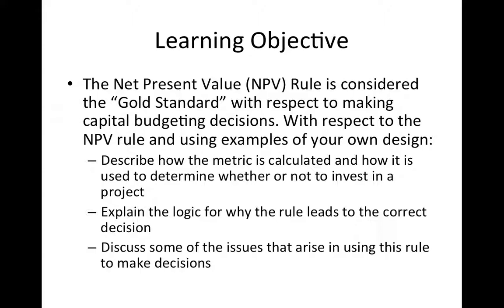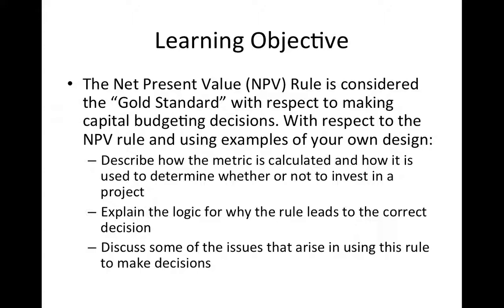So what I want to do is to have you be able to explain the NPV rule using examples of your own design. I want you to be able to describe how it's calculated and how it's used to determine whether or not to invest in a project. So you'll find with all of these there is a metric that you calculate, and then there is a decision rule that you apply for how to use that metric to decide whether to do a project or not. And I want you to be able to explain that and describe it.